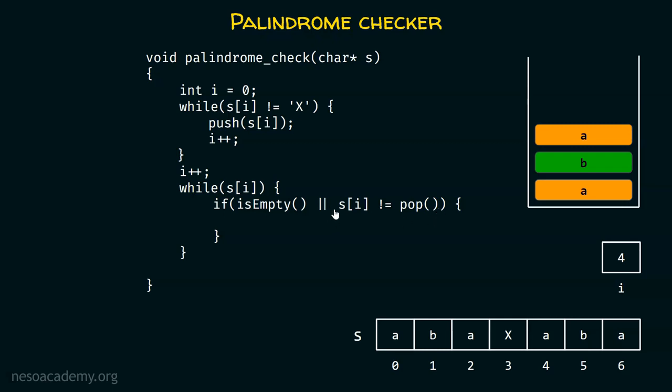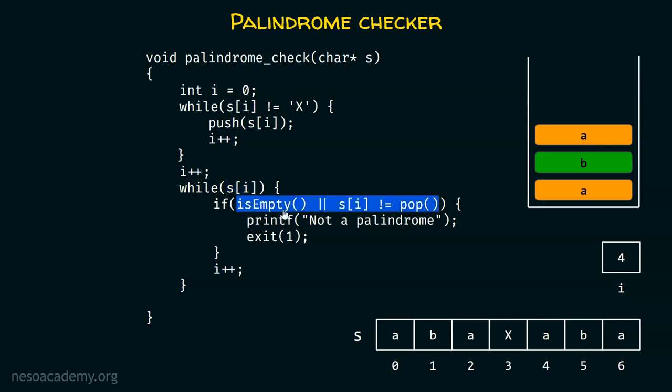we are already aware about this case. If it is the case that this element is not equal to this element, then we will print this message on the screen. That is not a palindrome. And we will exit with exit failure status. Otherwise, we will simply increment our I variable. We'll continue, right? So let's check this. S[i]. We know that S[i] is A. So we can continue. If is empty or S[i] not equal to pop. Is empty is false. Stack is not empty. S[i] is not equal to pop is also false. You can see that this character is equal to this character.